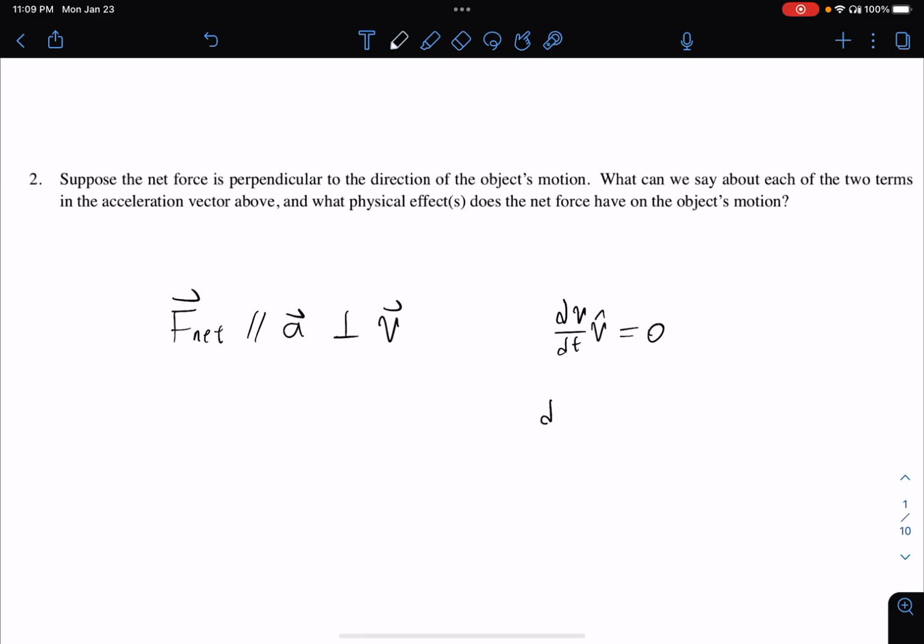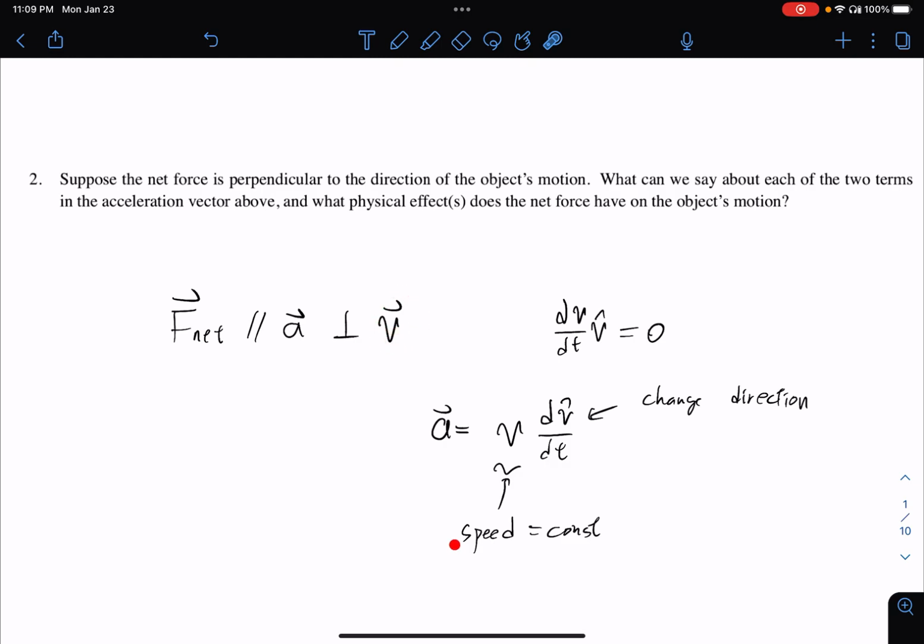And this second term is going to keep the magnitude of the velocity vector constant, because this is just a constant without differentiating. And the second term will change the direction of velocity. So in this case, when the net force is perpendicular to the velocity, the speed of the object will be constant, but it will change the direction of motion.